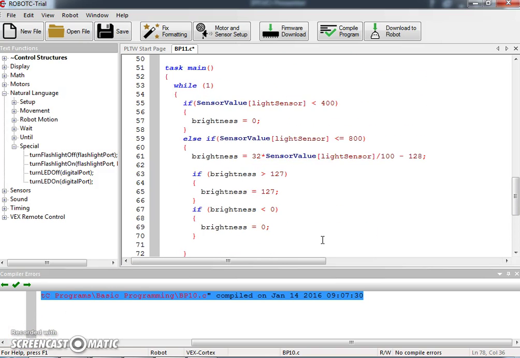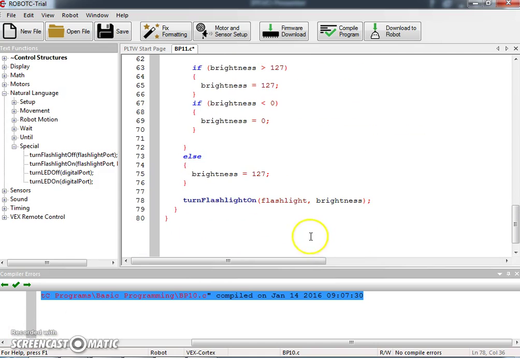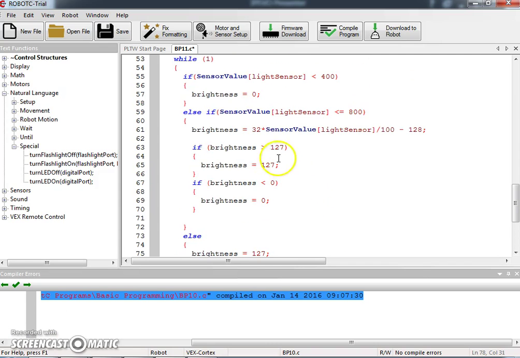Alright, try this out and see if you like it. I think it's a different way to approach a brightness level. And again, every light sensor value is going to give you a different brightness level. So now you're going to have values from 0 all the way up to 127, and not just those increments of 25, 50, 75, 100, and 127.